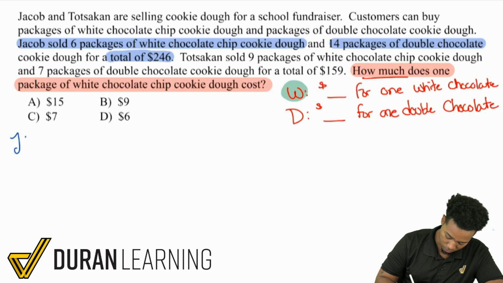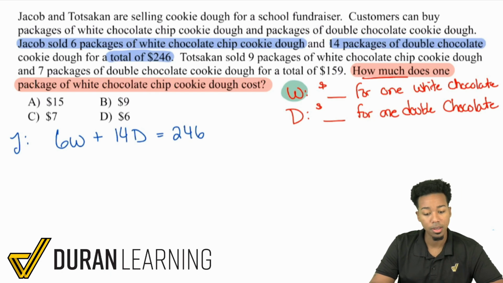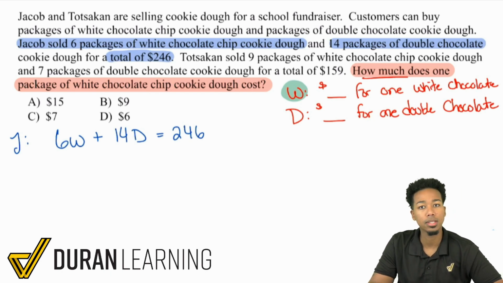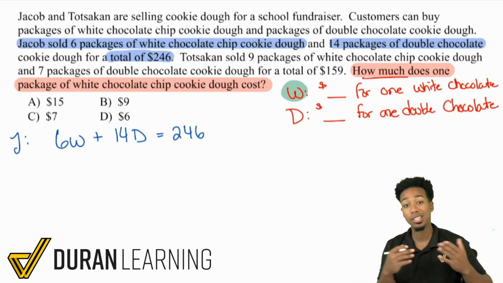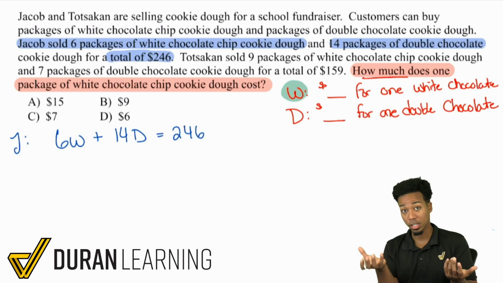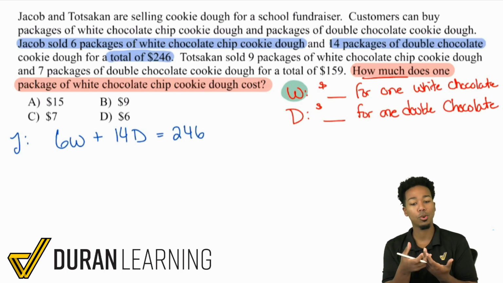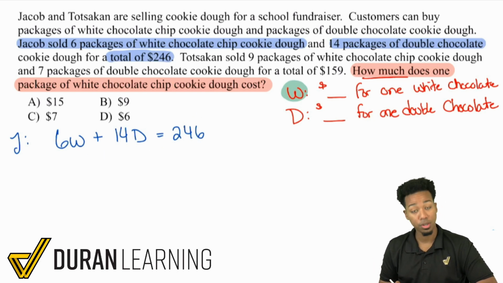So right here, for Jacob, we have 6 packages of white chocolate chip cookie dough plus 14 packages of double chocolate, and that ended up being 246. Because again, to get the total amount of money that you made from the white chocolate, you do W times 6 because it's 6 packages, each of them costing W. I don't know what the number is, but they each cost this much. You multiply to get that total, multiply the 14 and the D to get the double chocolate, then add it all together to get 246.